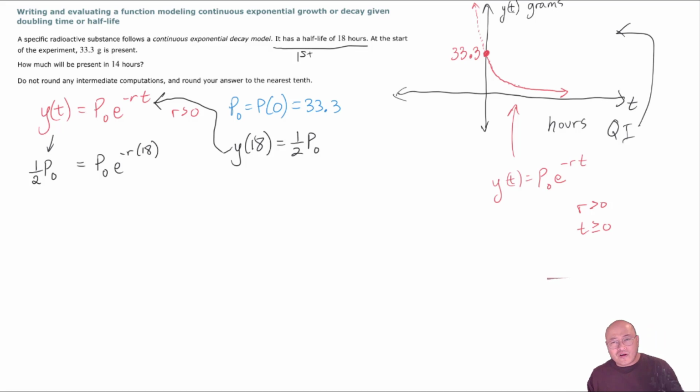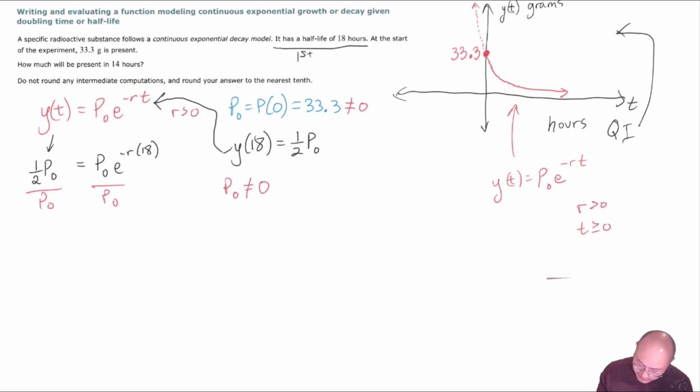Now we could solve for r. Divide both sides by p naught. And how come we could divide by a variable? You were always taught never divide by a variable unless you know why. And that is because p naught is not 0. You can see it right here. 33.3 is not 0.